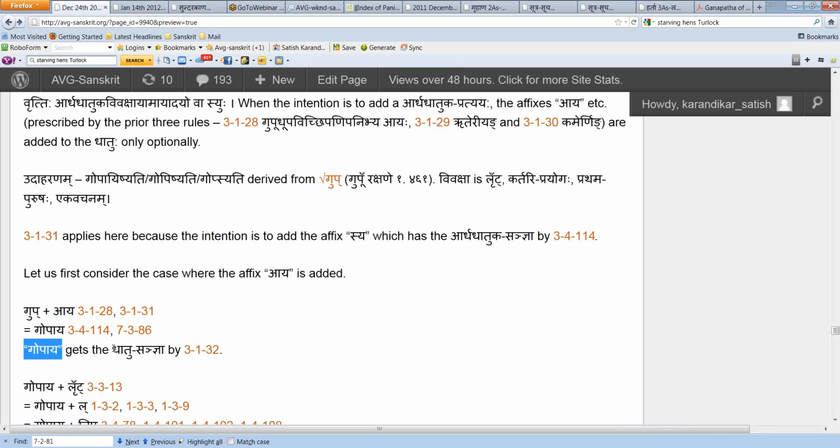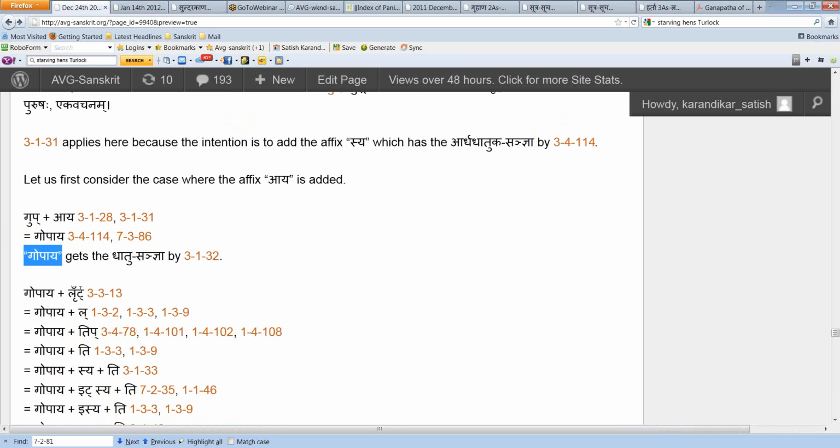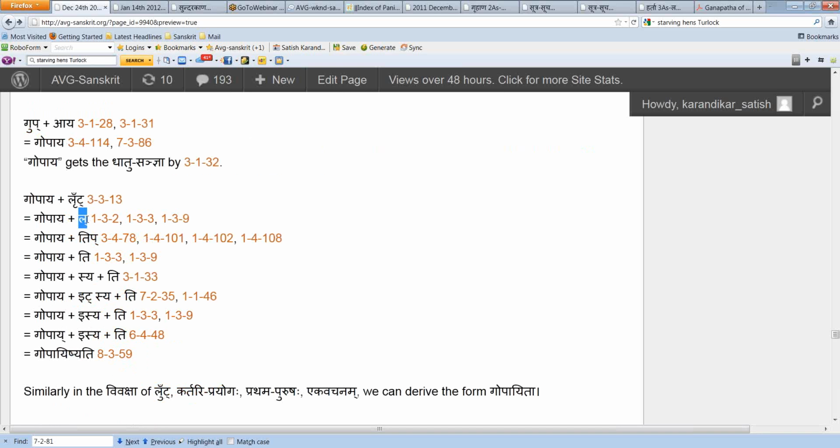This part we have done before, nothing special. So now we take gopaya, which has a dhatu sanya, we apply lrut shesha, and go through the steps. Anubandha lopaha, pratyaya tip, because the vivaksha is prathama purusha ekavachanam. Then anubandha lopaha, halantyam, tasya lopaha, syata si lr lutoho. Now idagamaha. So this is an anekach dhatu now, gopaya. So there is no question of 7.2.10. You know, 7.2.10 says what?